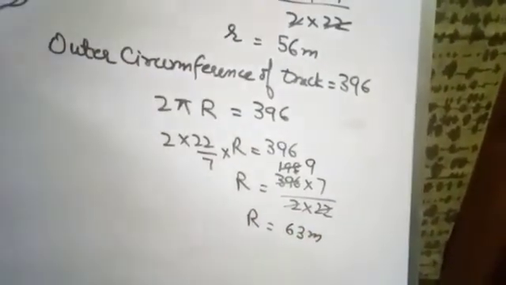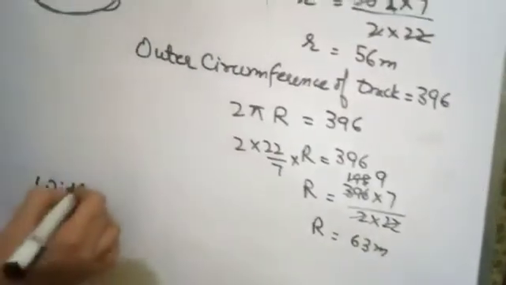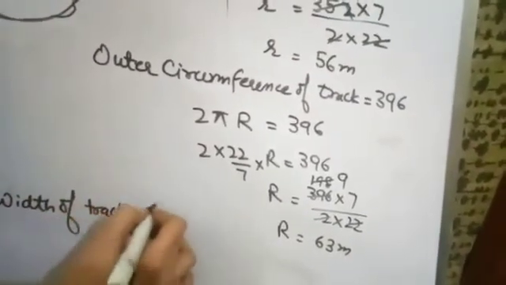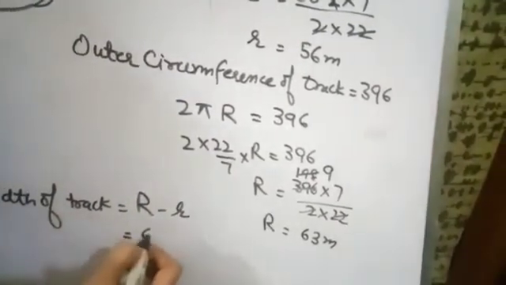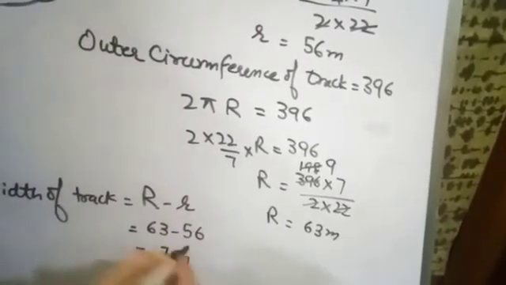Now we have found the outer radius, and r is the inner radius, so we can find out the width of the track. How can we find the width of the track? We subtract the inner radius from the outer radius. 63 minus 56, that is 7 meter.